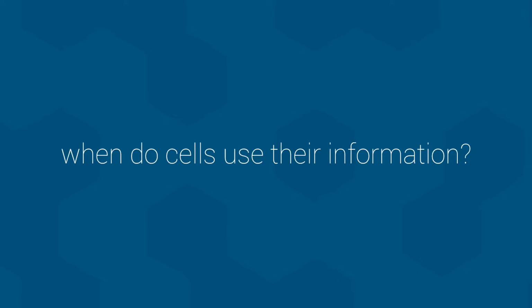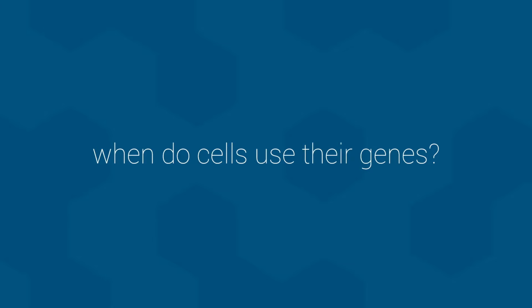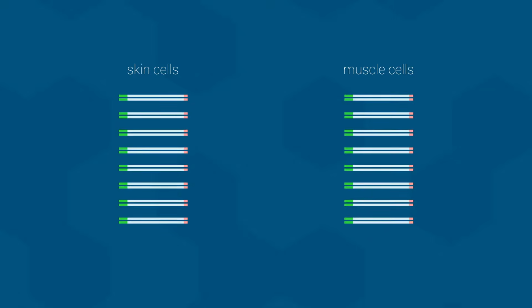Now, as I mentioned previously, cells store their information in the form of genes within their genomes. So really, this question should be, when do cells use their genes? The obvious answer might be all of the time, but in reality, that isn't the case. As an example, consider two types of cells in your body, skin cells and muscle cells. Both cell types have the same complement of DNA and genes, or to say it another way, they have identical genomes. Yet, skin cells and muscle cells are different in appearance and function.